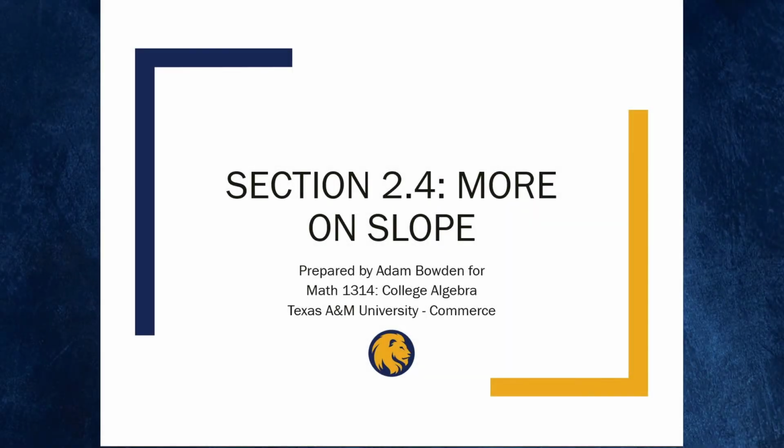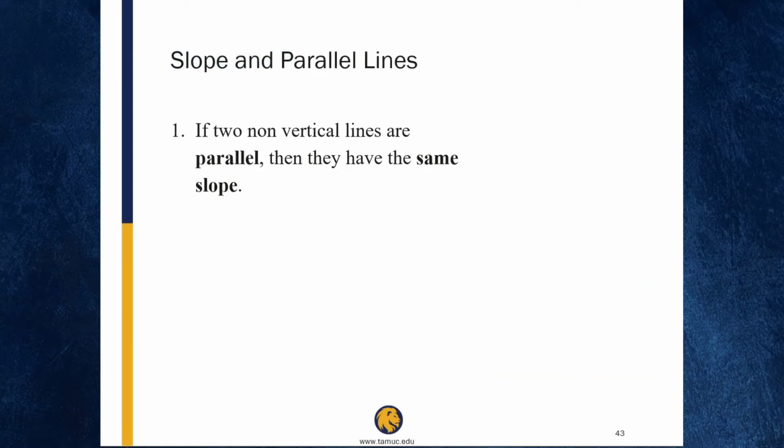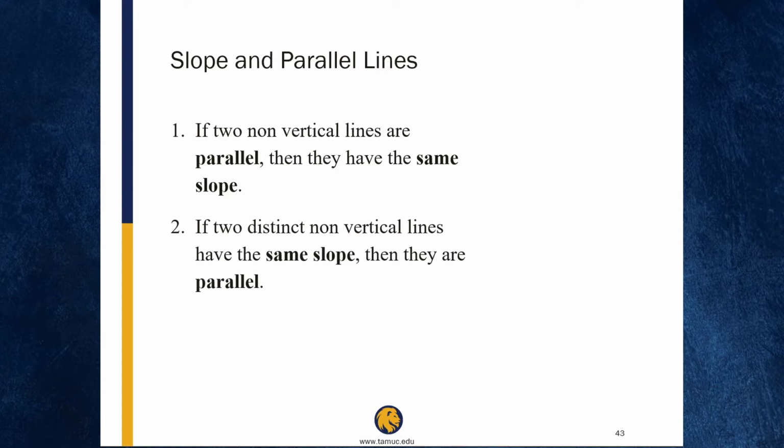Section 2.4, we're going to look more at slope and lines and the equations of lines. The first thing to look at is slope and parallel lines. It says here if two non-vertical lines are parallel, then they have the same slope. And conversely, if two distinct non-vertical lines have the same slope, then they're parallel. In other words, parallel lines never intersect, and as far as their slope goes, it'll be the same slope.